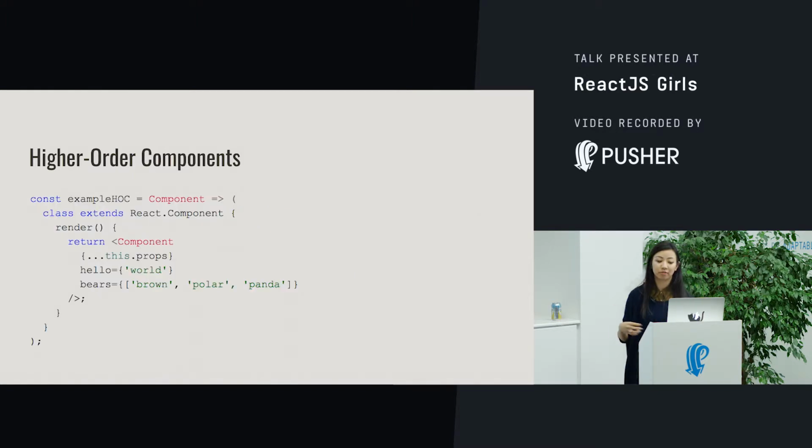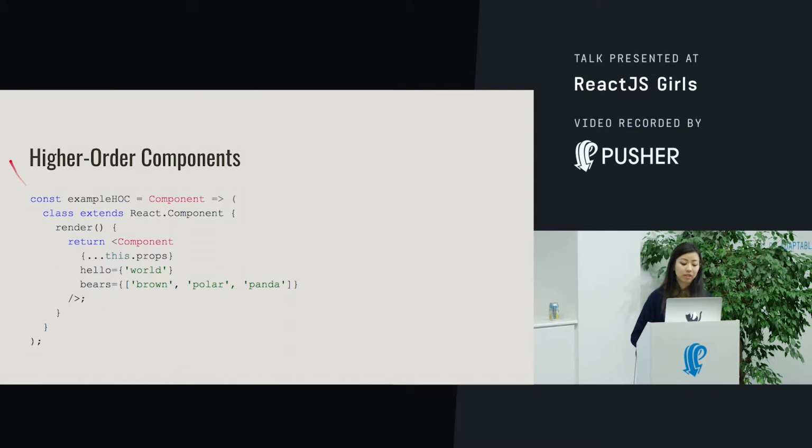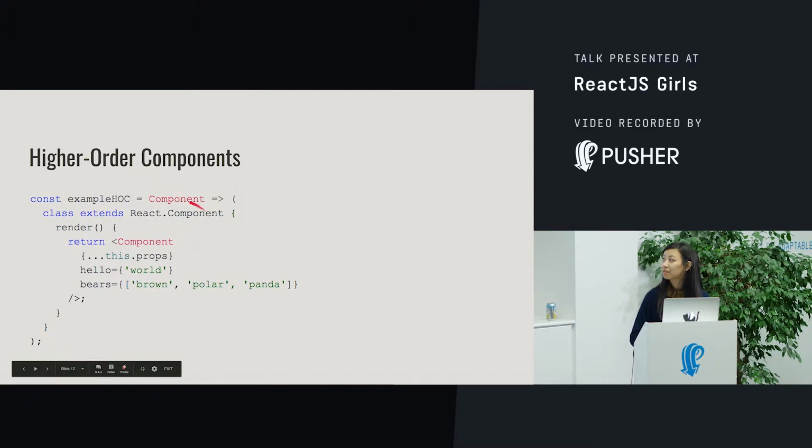So this is an example of a really basic higher order component. You can see it's a function. It takes in a component and then wraps it in a new component and renders the original component. It adds some stuff, a list of bears, because the component needs a list of bears.